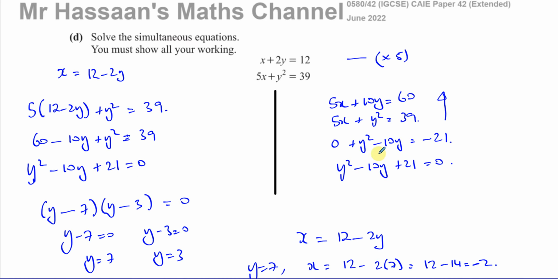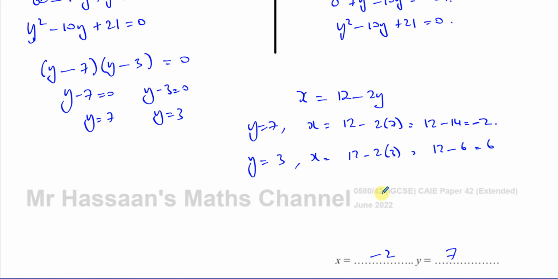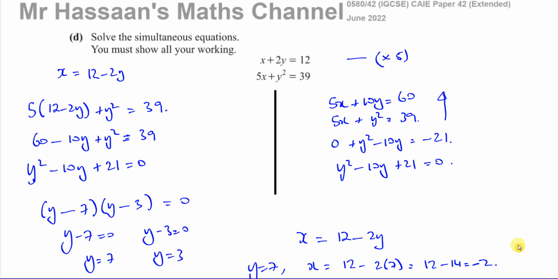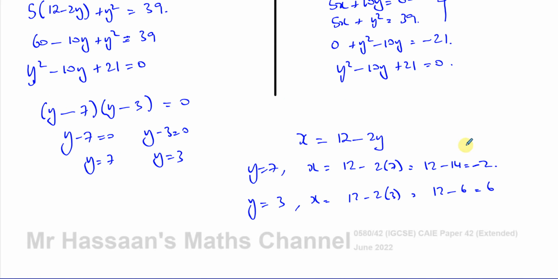We could, if we wanted to, make sure by substituting the values in. So you can try minus 2 and 7 first. You're going to have minus 2 plus 14. That gives you 12, that's correct. And minus 2 times 5 is minus 10 plus 49. Minus 10 plus 49 is 39. That also works.